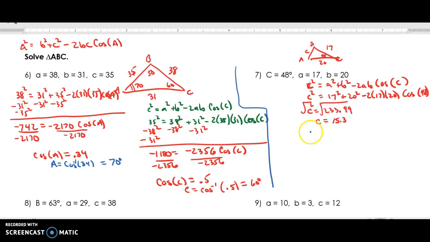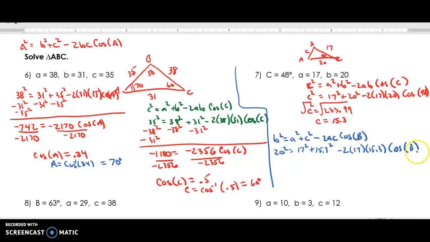And again, I always want to look for the biggest angle next. So I'm going to find angle B. To find angle B, b squared equals a squared plus c squared minus 2ac times the cosine of angle B. So b is 20, so 20 squared equals 17 squared plus, we just found c is 15.3 squared, minus 2 times 17 times 15.3 times the cosine of angle B.